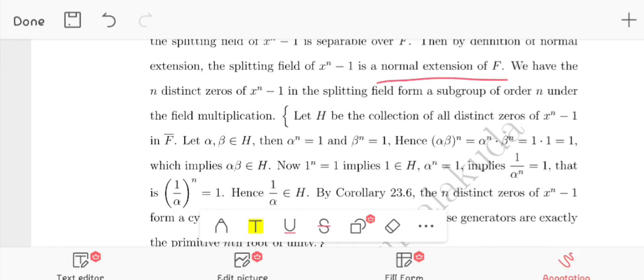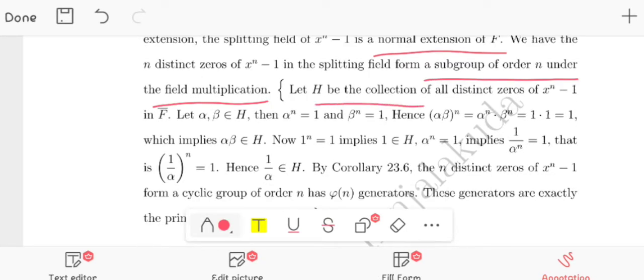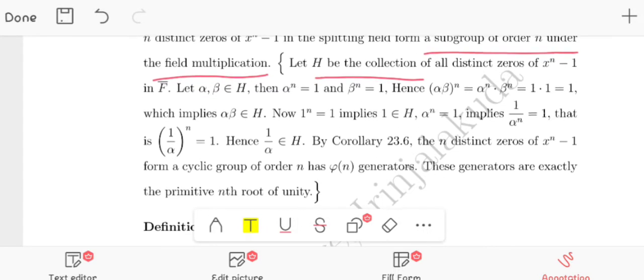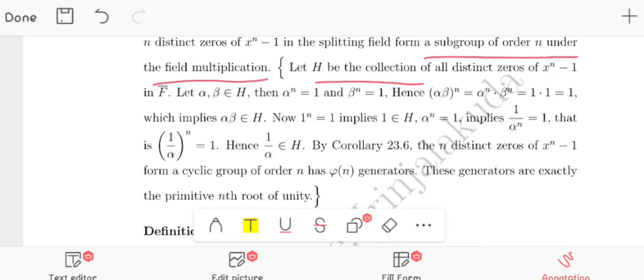We have the n distinct zeros of x raised to n minus 1 in the splitting field forming a subgroup of order n under the field multiplication. Let H be the collection of all distinct zeros of x raised to n minus 1 in the closure of F.